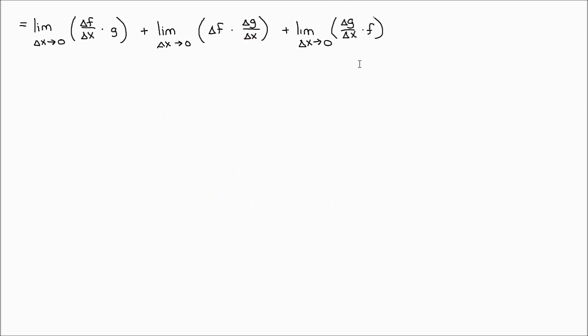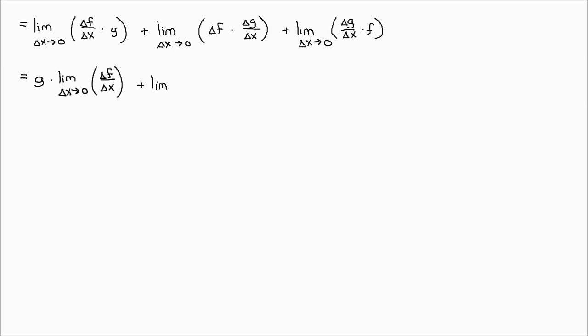Now all I did right here is I just rewrote what we had before so I can have a nice clean base to start from. Now because again, g doesn't rely upon delta x, I can pull that g out front. So that's g times the limit as delta x approaches 0 of delta f over delta x, which is very special actually. This one right here, I'm going to split this limit.